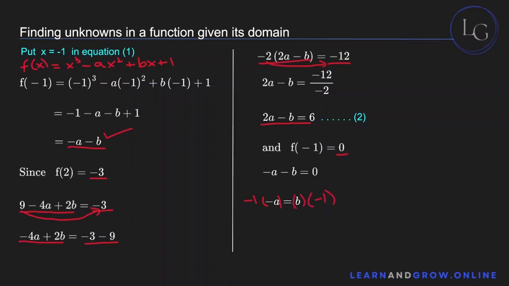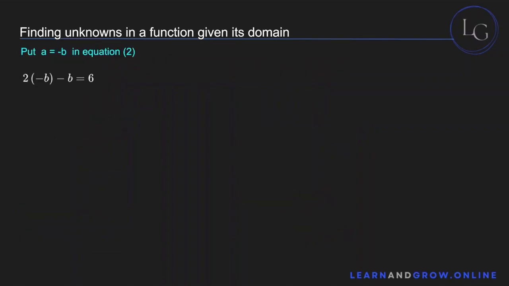Right? And so a is equal to negative b. Now plug in this value of a, which is equal to negative b, in place of this a, right? And so you get 2 into negative b minus b is equal to 6. So minus 2b minus b is equal to 6. So minus 3b is equal to 6.